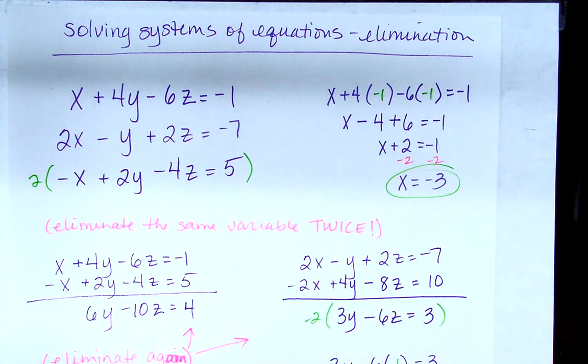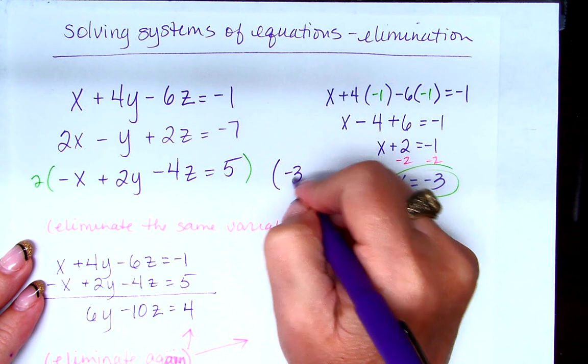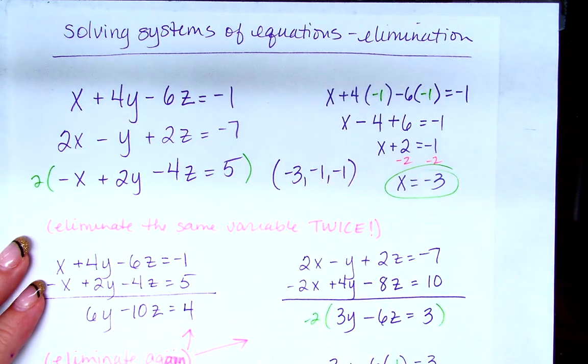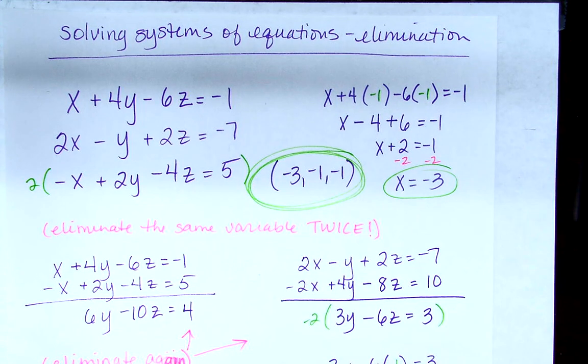Done? I definitely feel like it's going to get harder during homework. Are we done? We have to write the ordered triple. What's my ordered triple? Negative 3, comma, negative 1, comma, negative 1. Okay? Any questions?